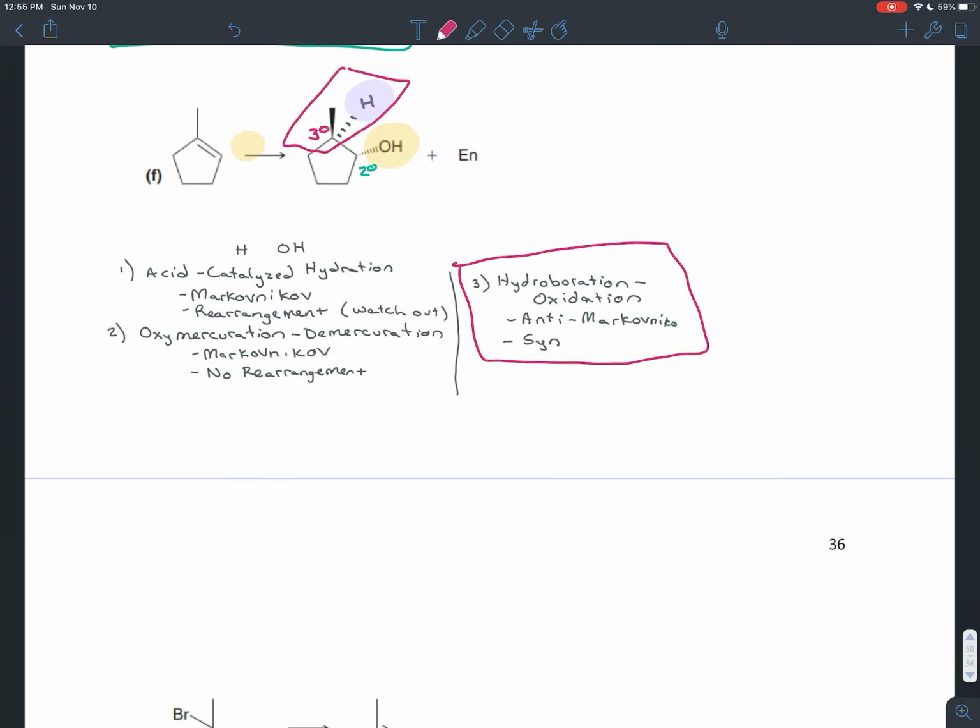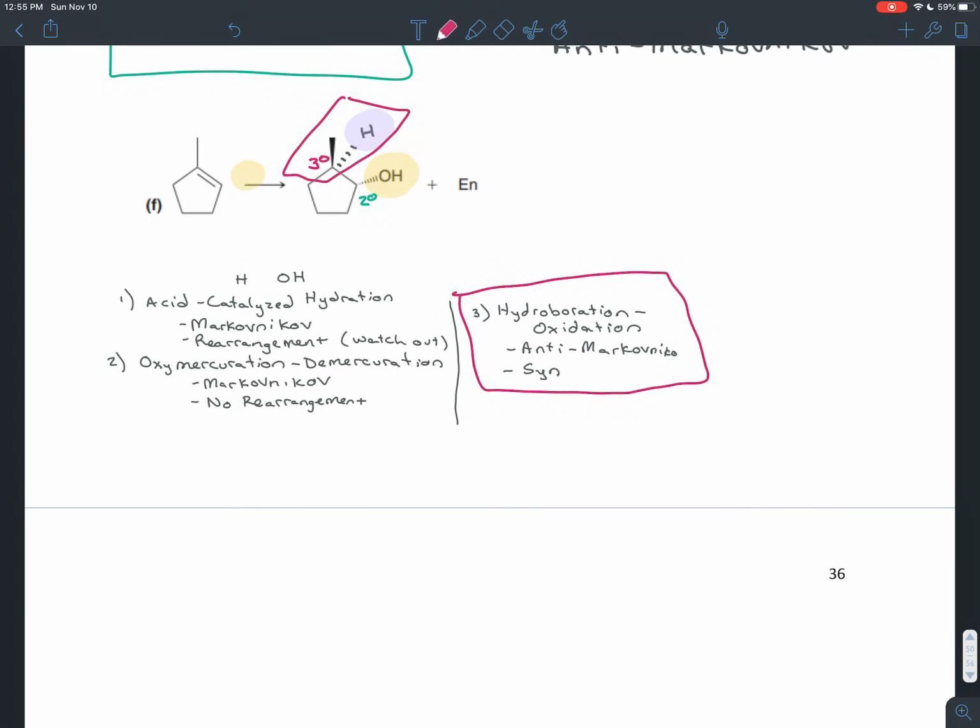And notice that the stereochemistry of the bonds confirms that. Notice the H and the OH both are going away from us. That means they added to the same side, the same face of the double bond. They could have also added coming out at us, and that's what this En is telling us. That En is the enantiomer. So the only way we can get that syn, anti-Markovnikov addition of H and OH is by doing hydroboration oxidation.